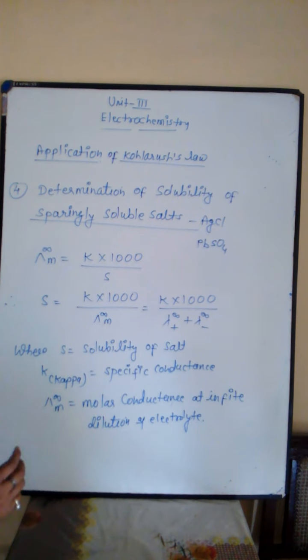So these are Kohlrausch law's four applications. First, we find out the molar conductance of weak electrolyte with the help of strong electrolytes. Secondly, we can find out the degree of dissociation of weak electrolyte. Third, we find out the dissociation constant K. And fourth is the determination of solubility of sparingly soluble salt. So this is Kohlrausch law and its applications.